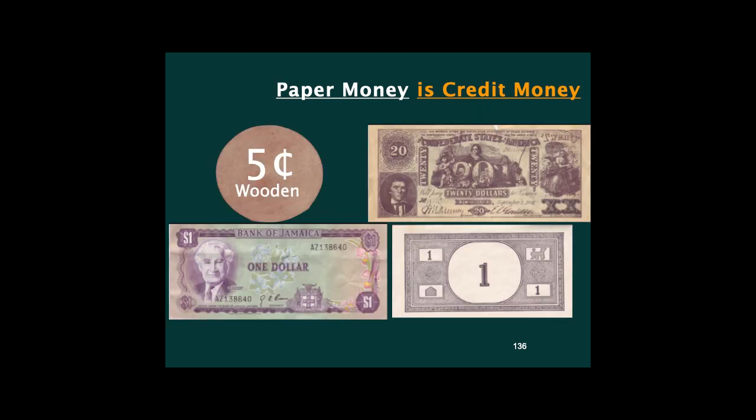But what we do know is that things like Confederate money, which might even be worth more than its face value because it's an antique. What was it worth at the end of the Civil War?